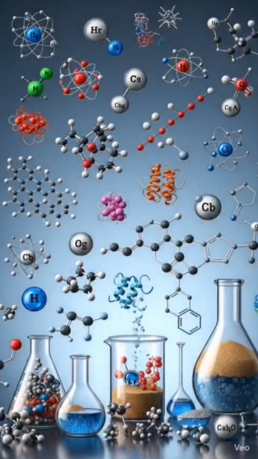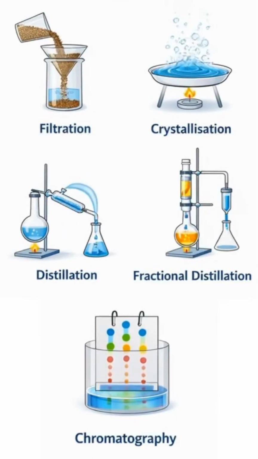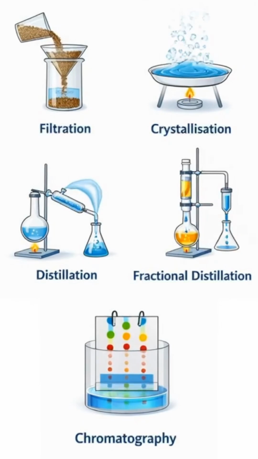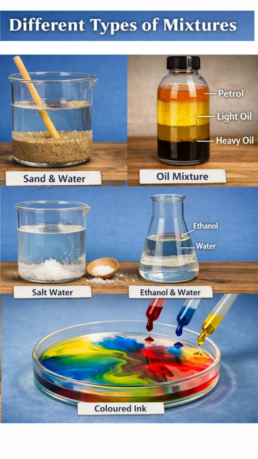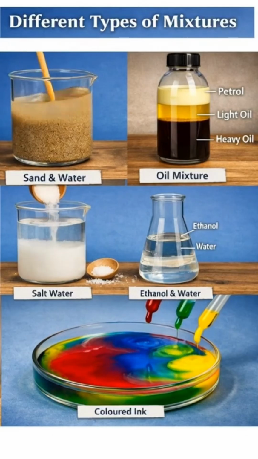Mixtures are not chemically joined, they can be separated using physical processes. These processes do not involve chemical reactions, they simply separate substances that are already there. But how we separate a mixture depends on what kind of mixture it is.